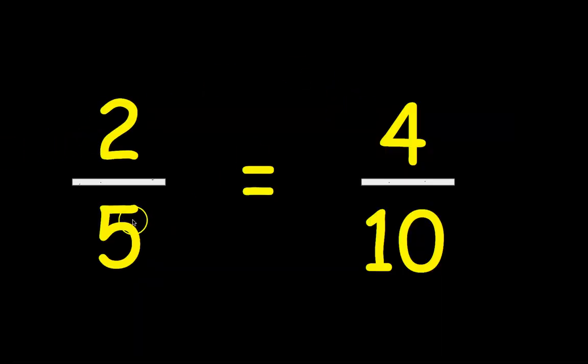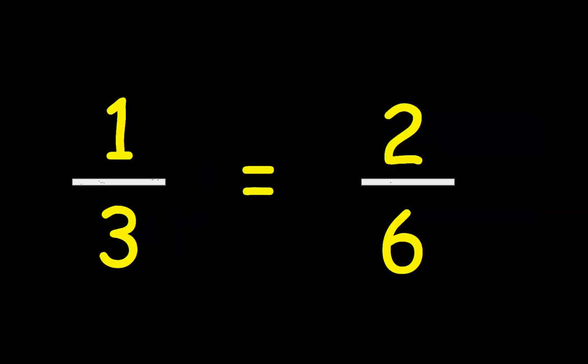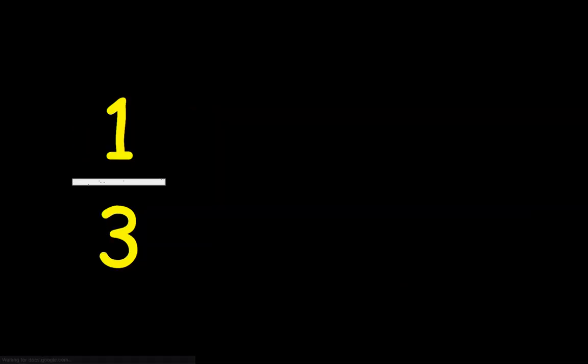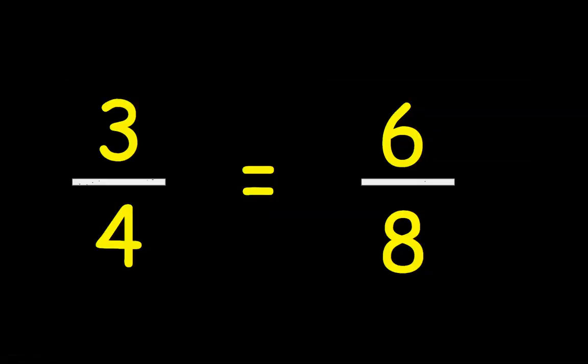2 times 2 is 4, 5 times 2 is 10, or 4 divided by 2 is 2, 10 divided by 2 is 5. 1 times 2 is 2, 3 times 2 is 6. So can you see, whatever you do at the top, 3 times 2 is 6, 4 times 2 is 8.